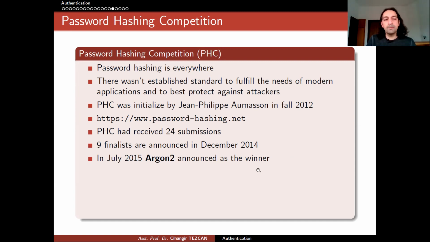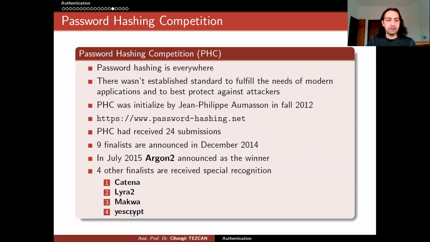So instead of using SHA-2 or anything, using a hash function that is specifically designed for hashing passwords might be a good idea. And as far as I know, nobody in practice knows this competition and knows this algorithm, so almost nobody uses this. This is why I'm trying to inform you that this is a lot better than using SHA-2. Four other finalists also received special recognition. I list them here. Especially Lyra2 is used in many cryptocurrencies for mining, but I hadn't heard of the other 3. So if you're interested in writing a term project or thesis, analyzing these algorithms might be a good way to start.